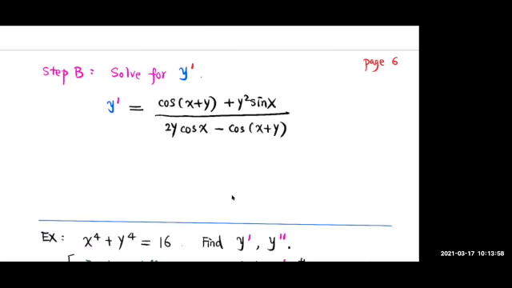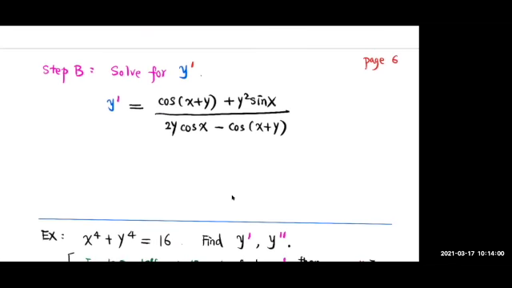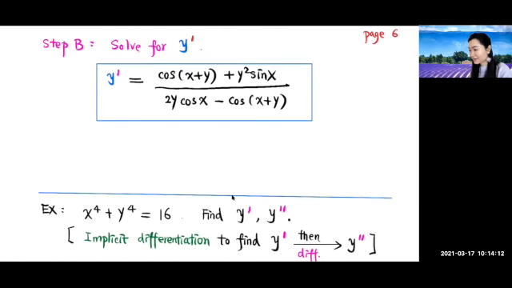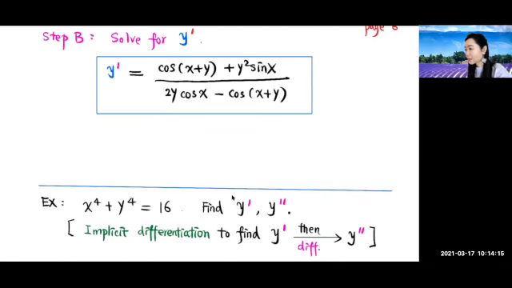Let's just do the algebra. So this is dy/dx. So that's the answer over here. It's complicated, right? A little bit, yes.